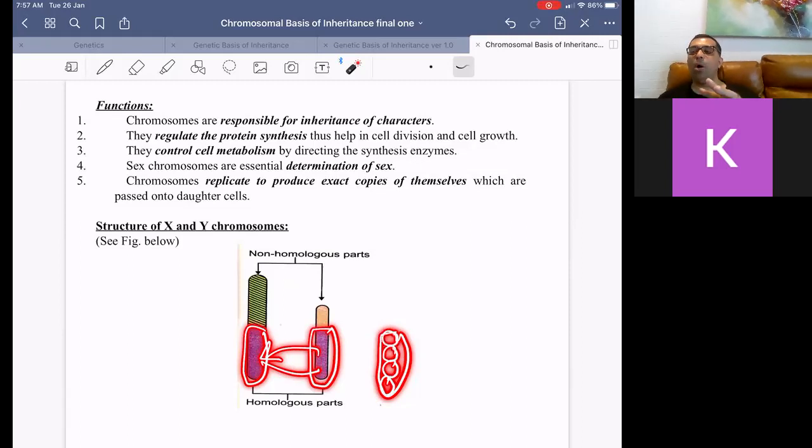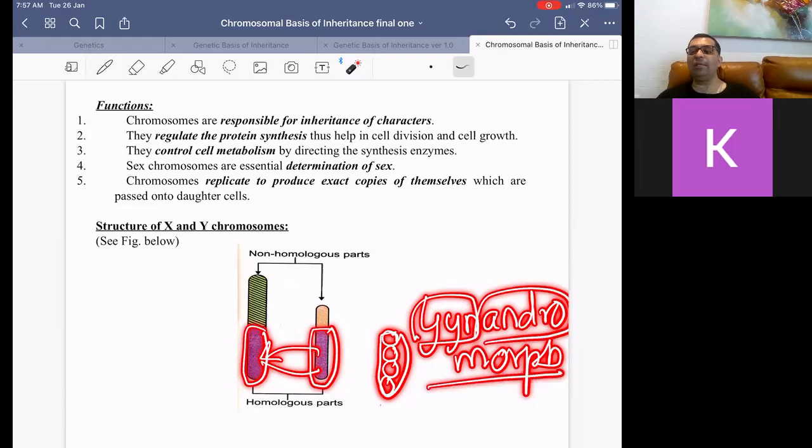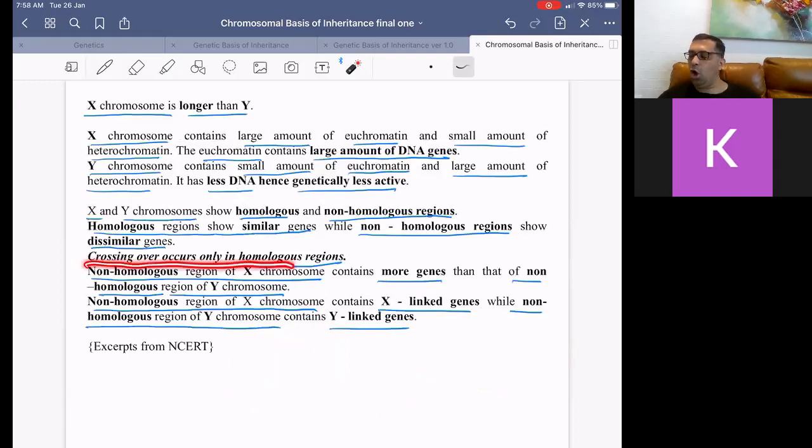And ये child जब born होगा will have a mix of both male and female characteristics and is called as a gynandromorph. Gynandromorph, he will be gynoecium female and androecium male का mix. So it is called as a gynandromorph due to crossing over between homologous parts of the X and Y chromosome. जो rarely होता है, but crossing over may take place.